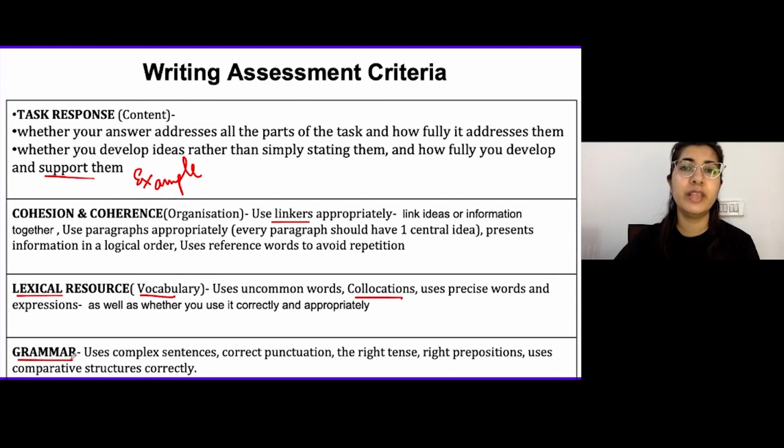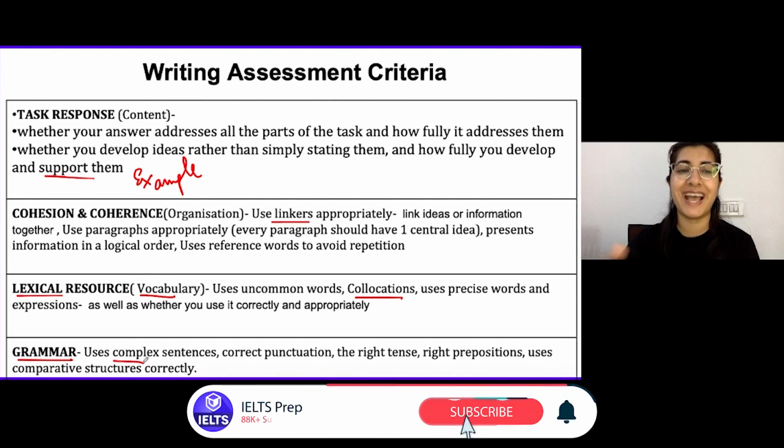It has 2 things under it. One is accuracy, which means your grammar should be accurate, the tenses should be correct, your prepositions should be correct, your punctuations should be accurate, everything needs to be flawless, impeccable. And the second part under grammar is the grammatical range. That means range of sentences, which means you need to use a variety of sentence structures. For example, more complex and compound structures as compared to simple ones.